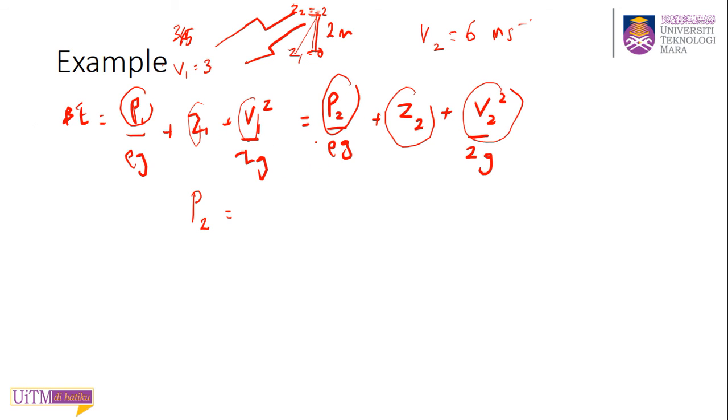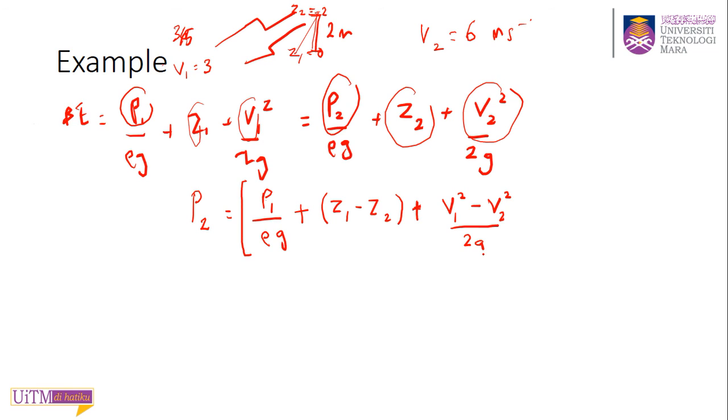arranging the equation. So if you take P2 outside, it will give you P1 over rho g, in brackets, plus Z1 minus Z2, plus V1 squared minus V2 squared over 2g, and all these terms must be multiplied by rho g.